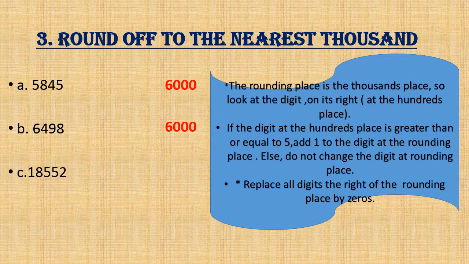Part C, 18552. Here in thousands place we are having 8, and to its right it is 5. So yes, we can increase the number in thousands place by one. So our final answer will be 19,000.